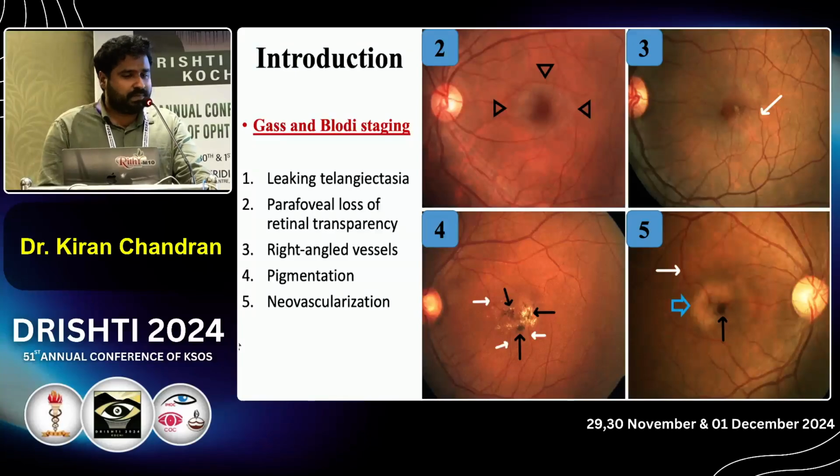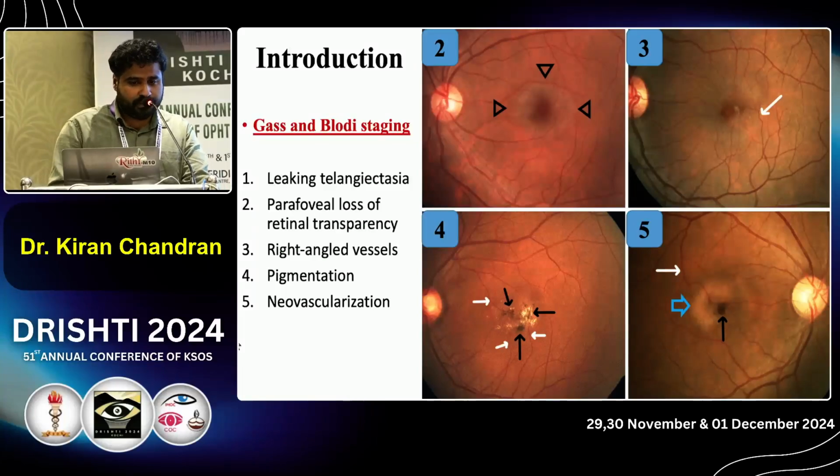So the initial staging by Gass and Blodi was done clinically, in which the first stage was characterized by leaking telangiectasias on fundus fluorescein angiography. The second stage was characterized by parafoveal loss of retinal transparency. The third stage by right angle vessels. The fourth stage was characterized by pigmentation, and the fifth stage by neovascularization.